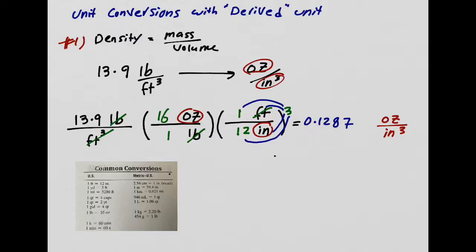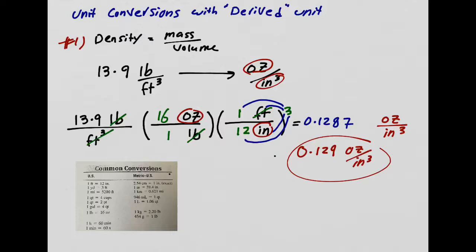So I need to round this to reflect that. I have a 7 there, so it would be 0.129. Don't forget the unit. Ounces per inches cubed is my final answer. Don't forget the unit. Don't forget the significant figures. I'm only on 3 sig figs. This is 7, so I'm going to round up. So far, so good.